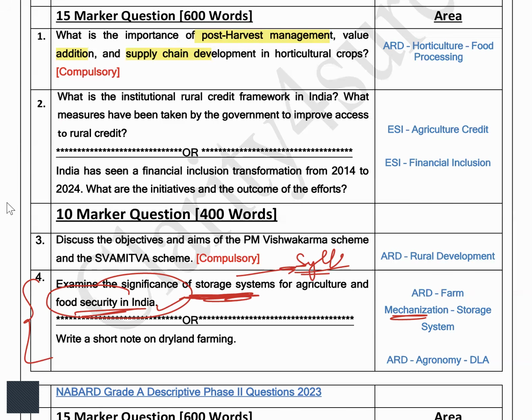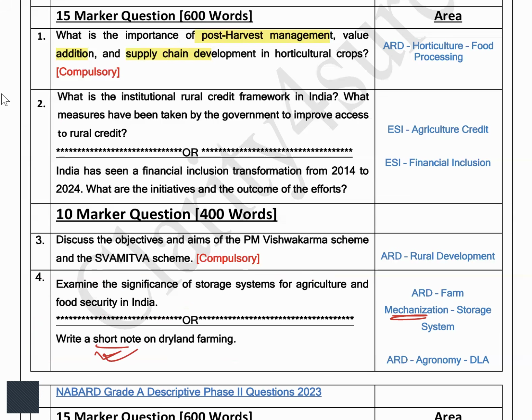Then, write a short note on dryland farming, the most easy question. So see, what you choose is very important. Out of these two, this one is far better and easier to attempt than the other. So you should always attempt where you can write in a clear-cut manner, where the ambiguity in your answer is a little bit less. Here you can write in one flow, and you should choose this question out of the two, right?